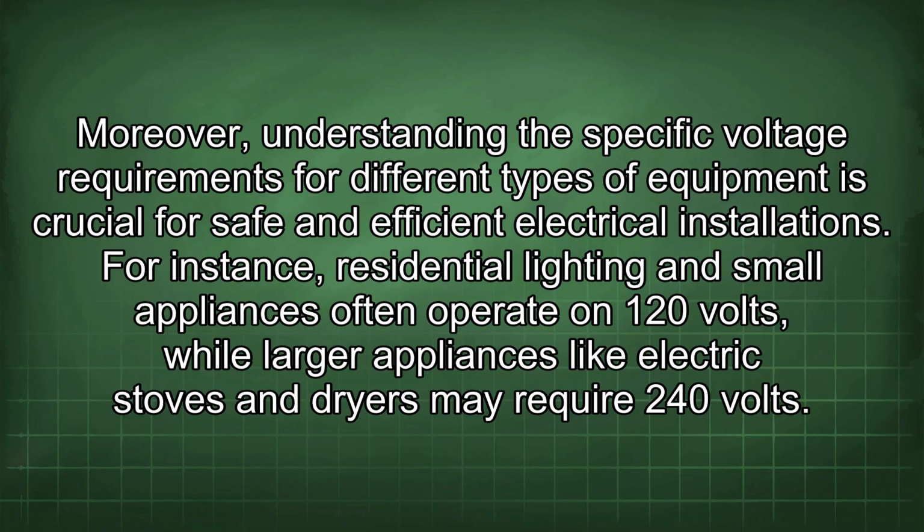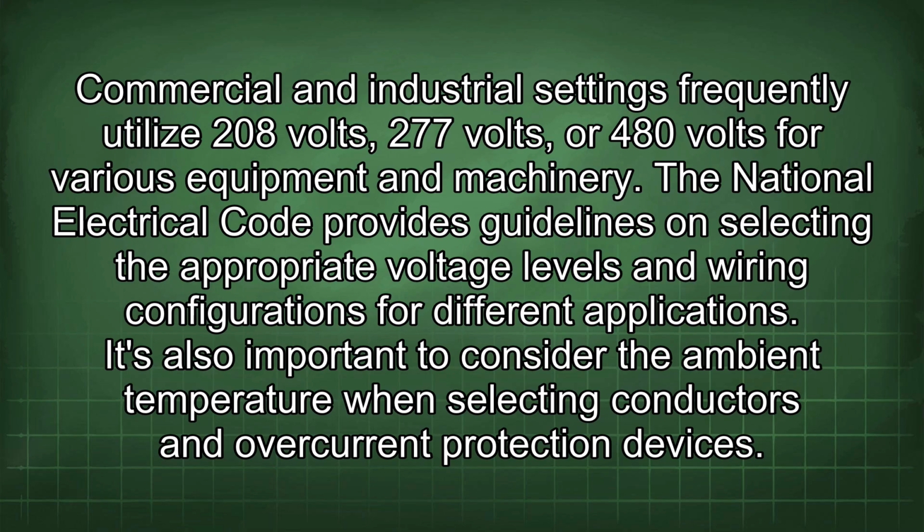Moreover, understanding the specific voltage requirements for different types of equipment is crucial for safe and efficient electrical installations. For instance, residential lighting and small appliances often operate on 120 volts, while larger appliances like electric stoves and dryers may require 240 volts. Commercial and industrial settings frequently utilize 208 volts, 277 volts, or 480 volts for various equipment and machinery. The National Electrical Code provides guidelines on selecting the appropriate voltage levels and wiring configurations for different applications.